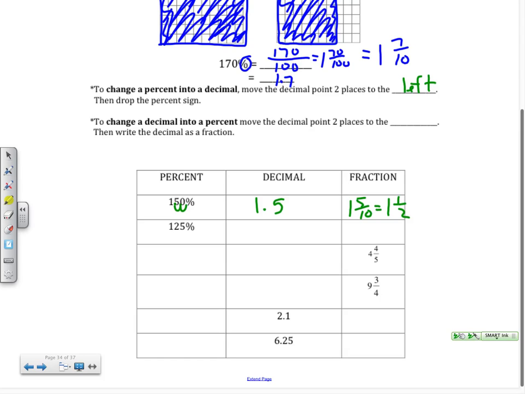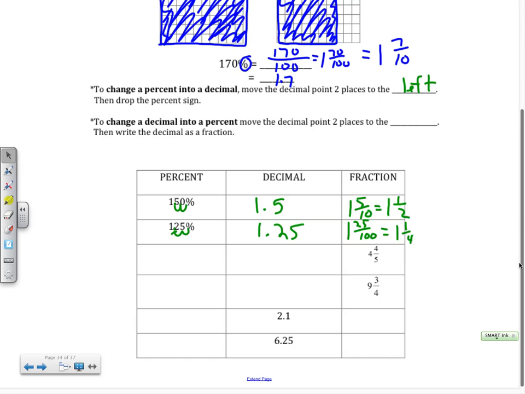125%, it's greater than 100, which means I'm going to have a 1 in the 1 spot, which gives me 1.25. I know that's 1 and 25 hundredths. And when I simplify, it's 1 and 1/4.